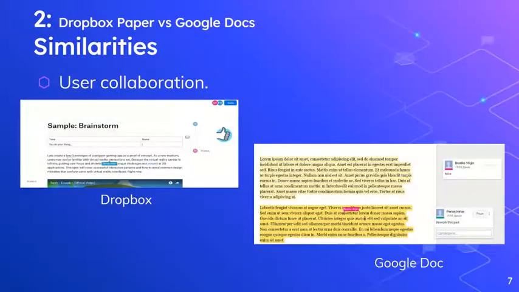Second similarity is the user collaboration. Both apps handle collaboration in a similar way. After you've shared your document, invited collaborators can edit it simultaneously and their position is marked by a cursor. Changes made by different people correspond to different colors, so it's easy to spot who did what. Document history will create versions that match the changes made by different authors.